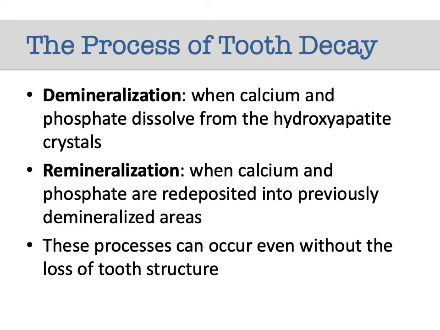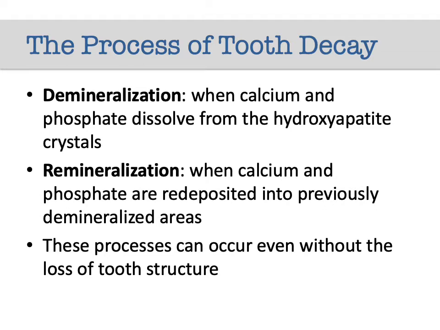So let's dive deeper into the process of tooth decay. There's a couple of terms here that we need to know about: demineralization and remineralization. Demineralization is when calcium and phosphate dissolve the hydroxyapatite crystals in the enamel. Remineralization is when calcium and phosphate are redeposited into those previously demineralized areas. This process can occur with or without the loss of tooth structure.